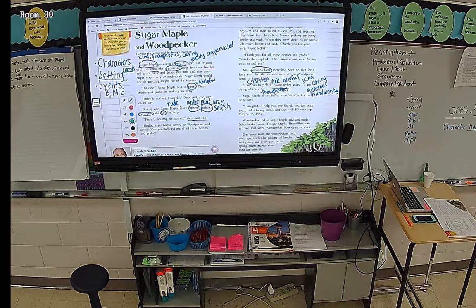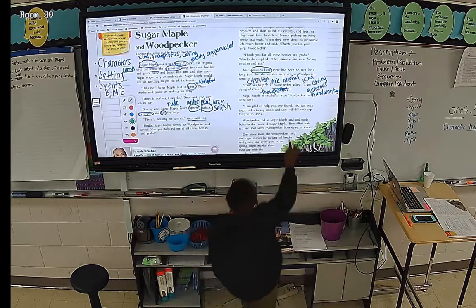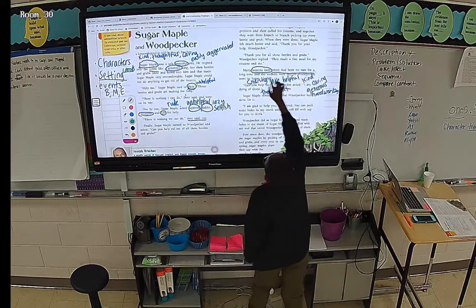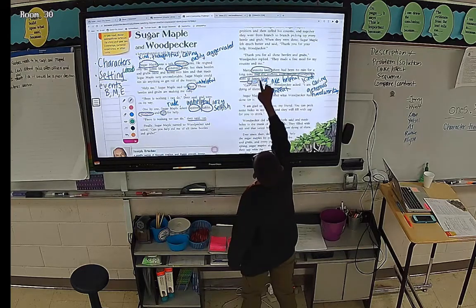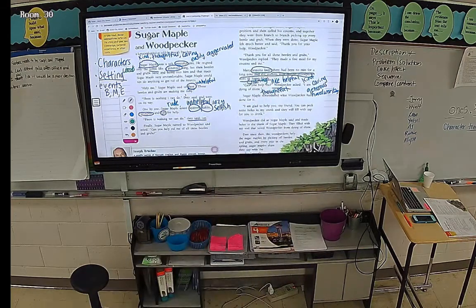Caius, what else has changed? Come to the board. What else has changed about the setting? Good job. There had been no rain for a long time, and the streams were dry. Okay, so are they still in the forest? Yes. Okay, Travis was correct. A tree cannot just get up and move. They're still in the forest, right?